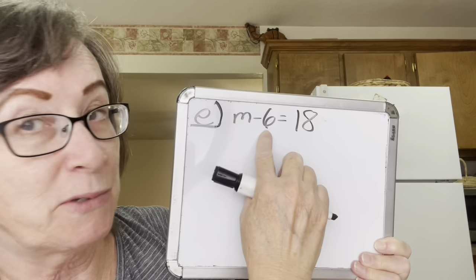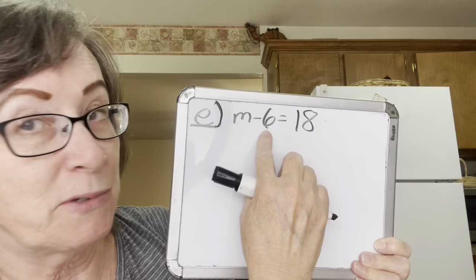Okay? Or we could do it by just saying I'm trying to always get my M by itself. So I want to get rid of a minus 6. To get rid of a minus 6, I add 6. And I add 6. We know that opposites add to each other to get 0, don't they? So now this goes away. 18 plus 6 is 24. M is 24.